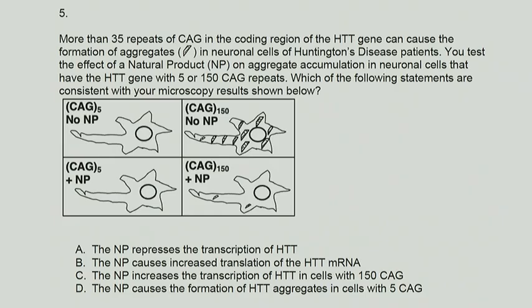And then finally, with D, the NP causes the formation of Huntington's aggregates in cells with 5 CAG. Is that true? Do we start seeing aggregates with this product? No. So the only one here is A. A is the answer for this one by itself.